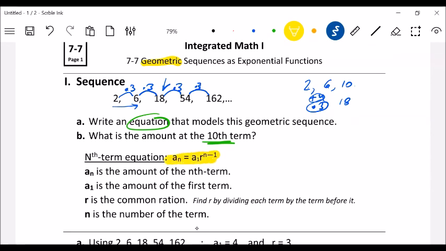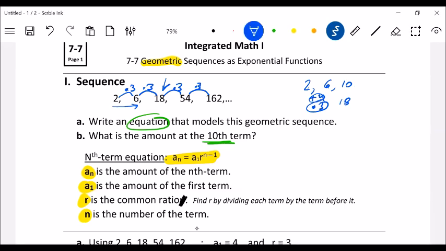And just like before in doing exponential growth and decay problems, we actually have meaning for each one of these. A_n is the amount at the nth term. A_1 is the first term, the amount of it. R is the common ratio. A little typo on here, so cross out that n. And n is the number of the term.